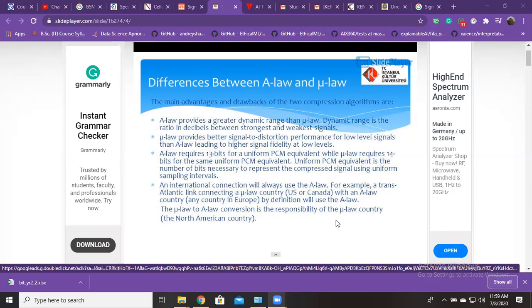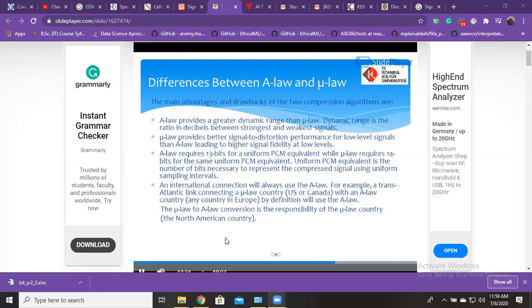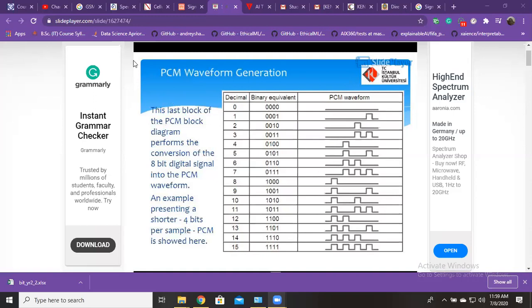An international connection will always use the A-law. For example, a transatlantic link connecting a mu-law country, US or Canada, with an A-law country. Any country in Europe, by definition, will use the A-law. The mu-law to A-law conversion is the responsibility of the mu-law country, the North American country.